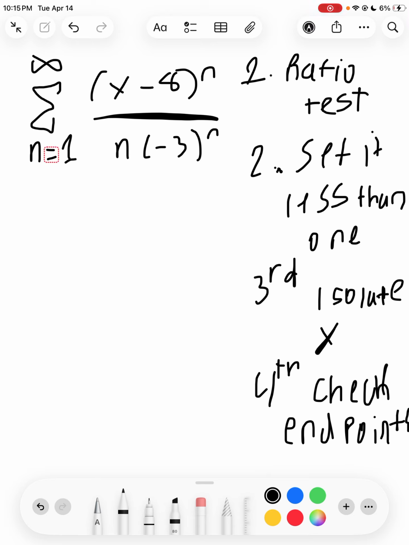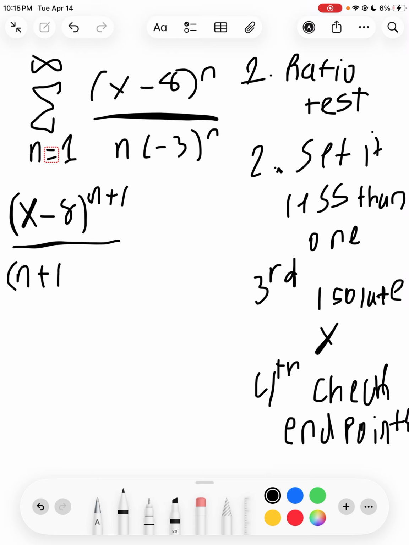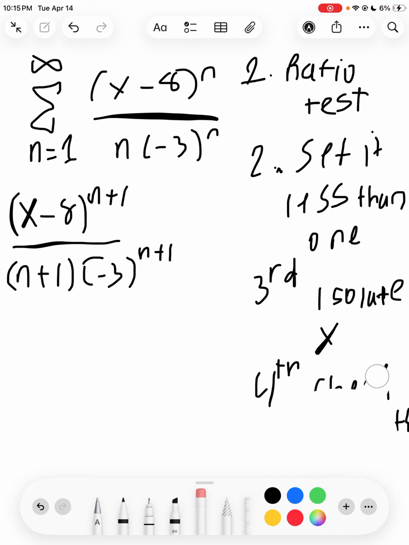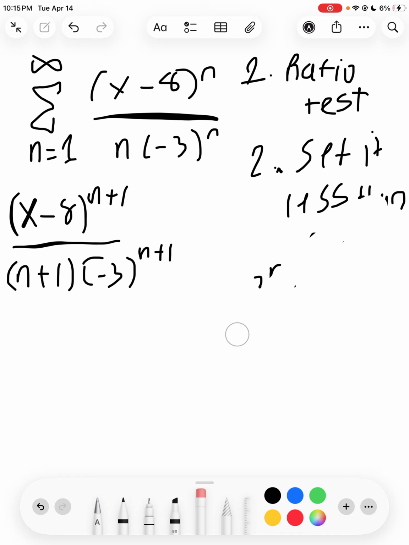First we do the ratio test. So that becomes (x minus 8) to the n plus 1 over n plus 1. And I'm going to do this really fast because we know how to do the ratio test, right? And if you don't, it'd be really good to practice it. I'm running out of room, so I'm just going to erase all of that. Just make sure you remember those steps. Sorry, I ain't got no room.